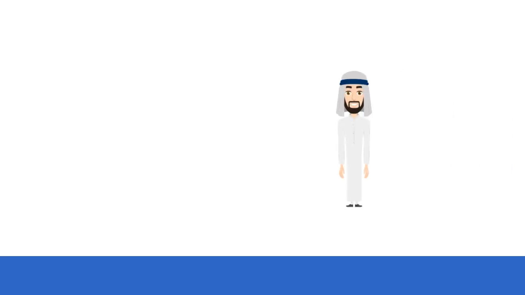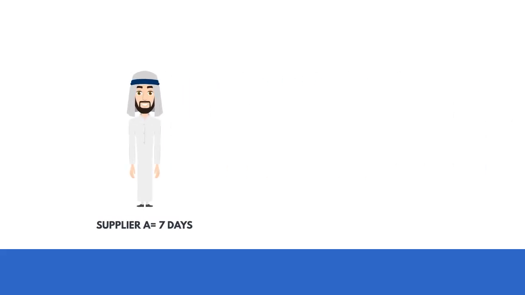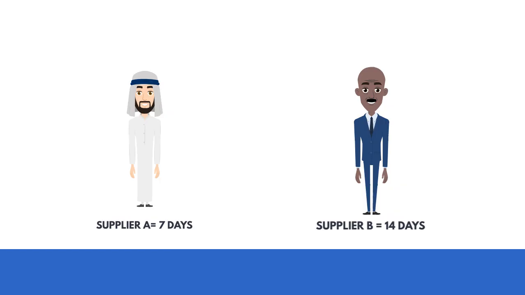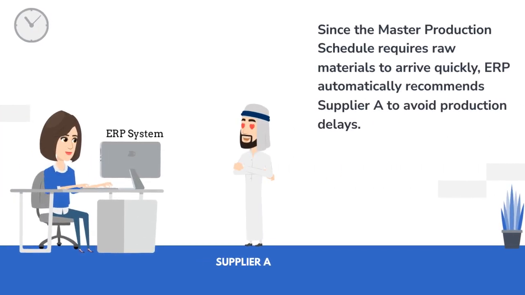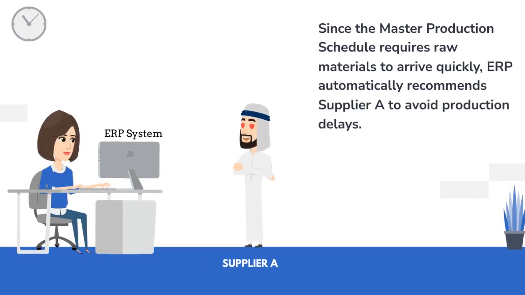For example, Supplier A can deliver within 7 days, with a strong record of on-time deliveries. Supplier B offers slightly lower prices but takes 14 days to deliver. Since the master production schedule requires raw materials to arrive quickly, ERP automatically recommends Supplier A to avoid production delays.